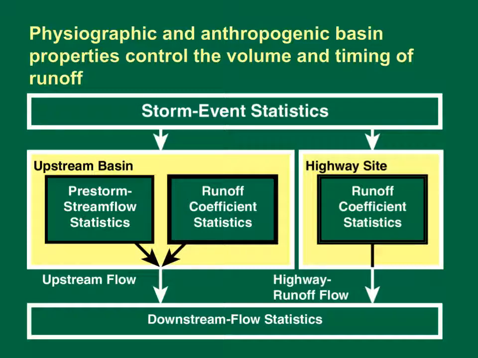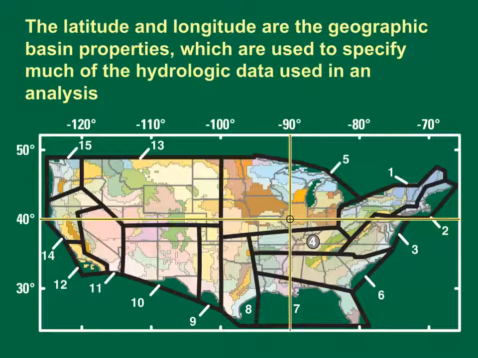The total impervious fraction also is used to calculate the runoff coefficient statistics for the upstream basin and the highway site. The latitude and longitude are the geographic basin properties which are used to specify much of the hydrologic data used in an analysis. The latitude and longitude are used to automatically select regional precipitation, streamflow, and water quality data that are preloaded in the SELDM model.